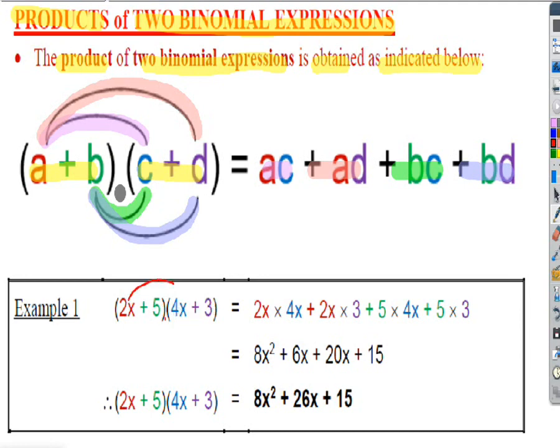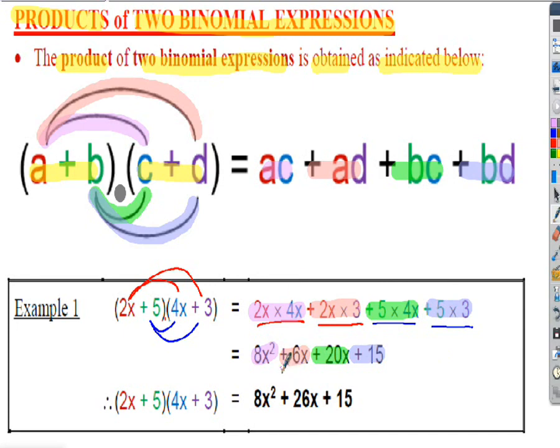So our expansion will be 2x multiplied by the 4x, shown here, and 2x multiplied by the positive 3, shown here. Then we have 5 multiplied by the 4x, shown here, and then 5 multiplied by the positive 3, shown here. So 2x multiplied by 4x is 8x squared, and then add the 2x multiplied by 3, which is the positive 6x, and add the 5 multiplied by 4x, which is positive 20x, finally add the 5 multiplied by 3, which is the 15.